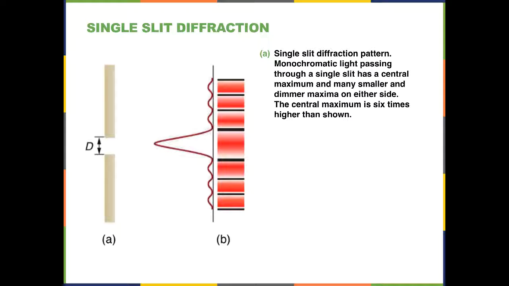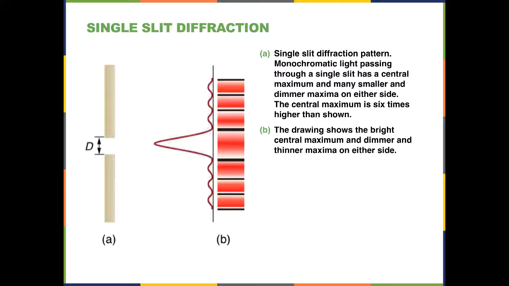A single slit diffraction pattern is when monochromatic light, meaning a single wavelength, passes through a single slit. It has a central maximum, as shown here, and many smaller and dimmer maxima on either side. The central maximum is 6 times as intense, or as high, as the other maxima. The drawing shows the bright central maximum and the dimmer and thinner maxima on either side.